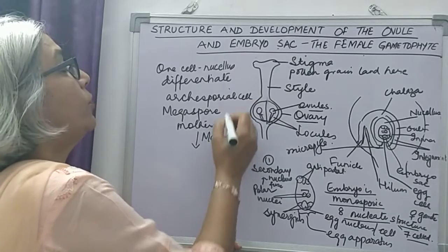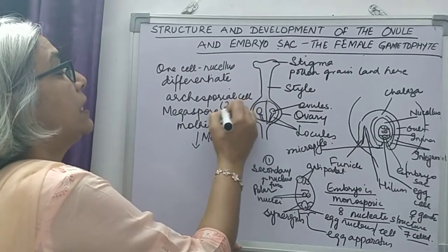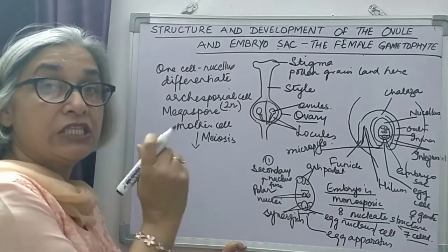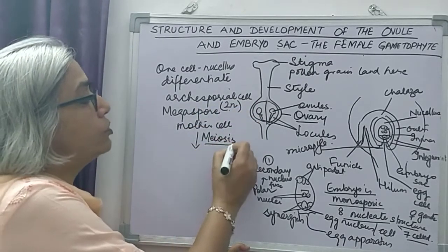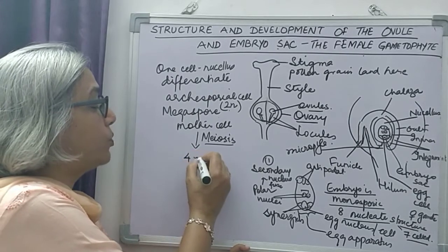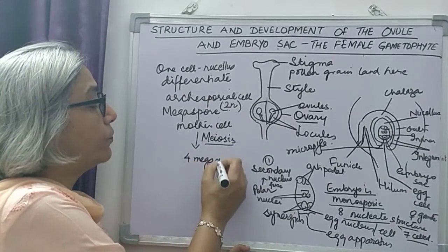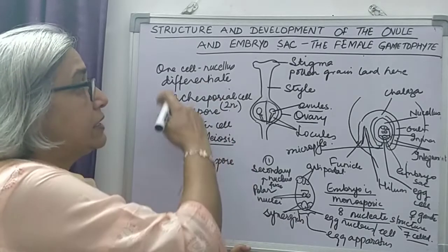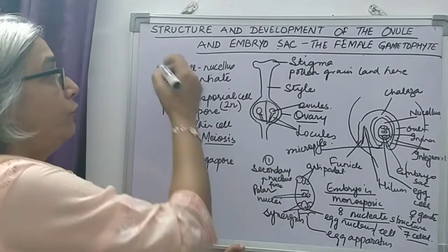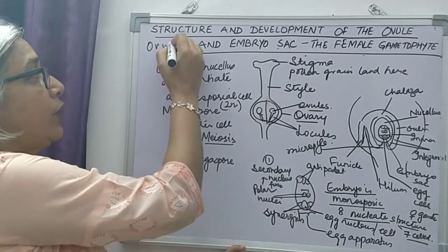This archesporial cell is diploid, that is, the megaspore mother cell is diploid. It undergoes meiosis and it forms 4 megaspores. All this development is taking place inside the ovule, and the ovule is the megasporangium.